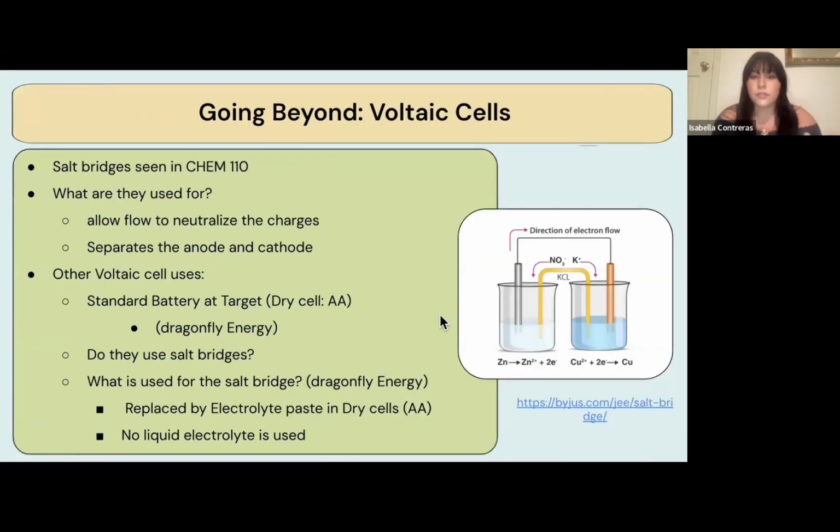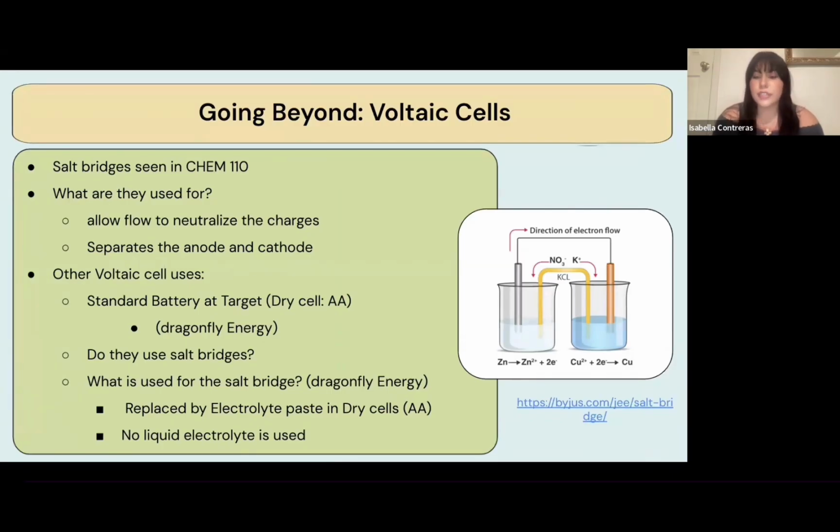And now we're going to go beyond the voltaic cell. So the picture provided is a voltaic cell, or a salt bridge, that you're familiar with in Chem 110. And so from our previous knowledge from Dr. Lair's class, we know that salt bridges allow ion flow to neutralize the charges, and it separates the anode and cathode. And so we're going to look at other voltaic cell usage.